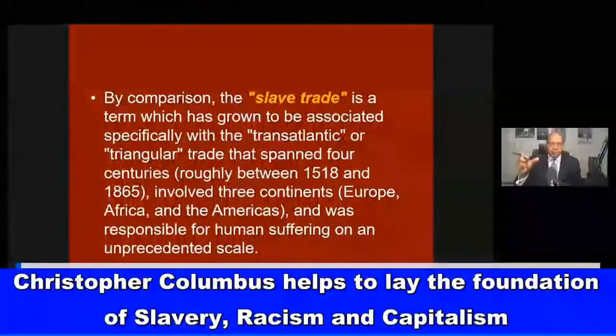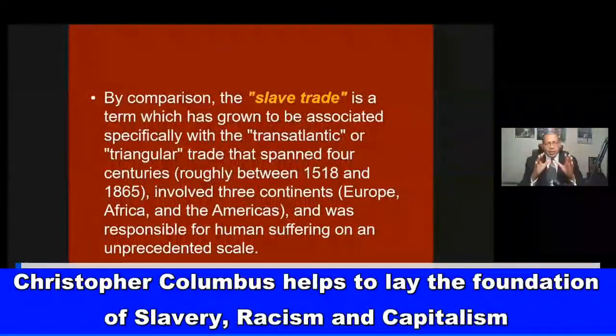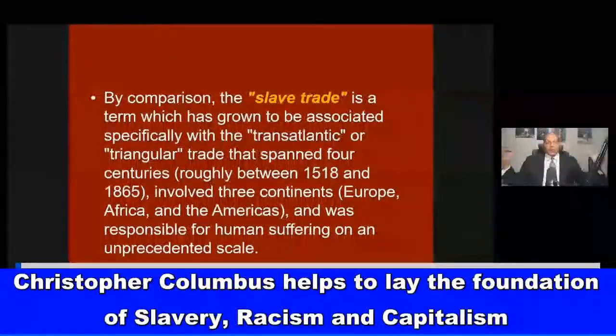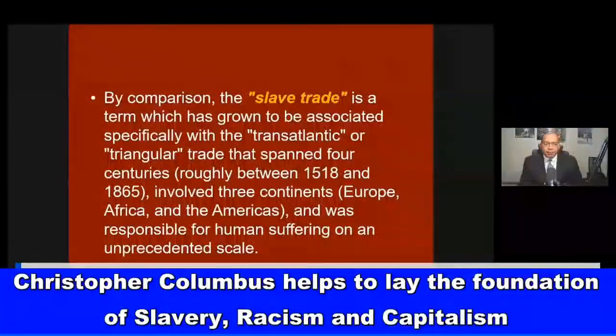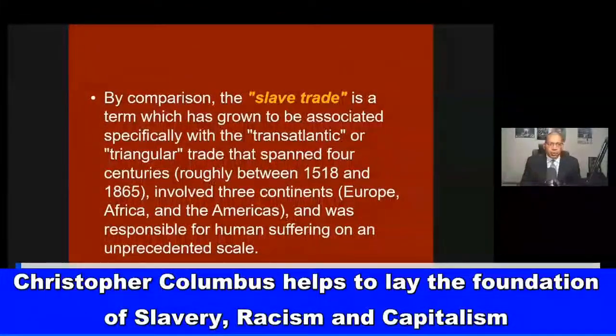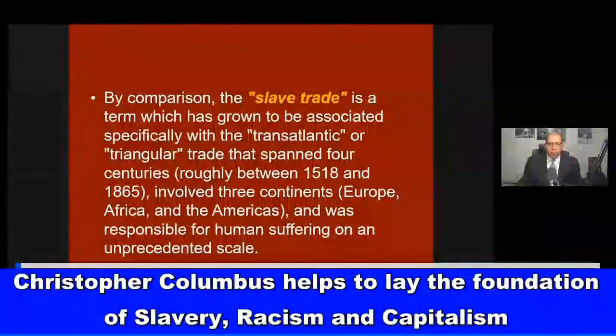By comparison, the slave trade is a term which has grown to be associated specifically with the transatlantic trade or the triangular trade that spanned for centuries, roughly 500 years. It goes back to 1441, but some people put it at 1518, because that deals with the Asiento de Negros of August 1518, signed by King Charles V of Spain, which drastically expands the transatlantic slave trade and increases the need for enslaved African labor. This involved three continents, Europe, Africa, and the Americas, and was responsible for human suffering on an unprecedented scale.